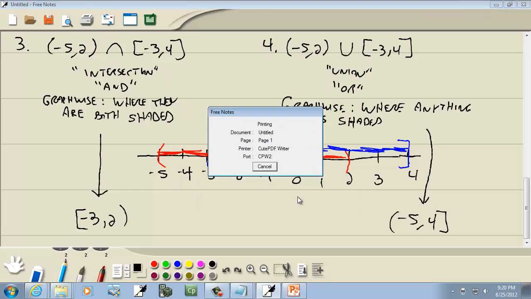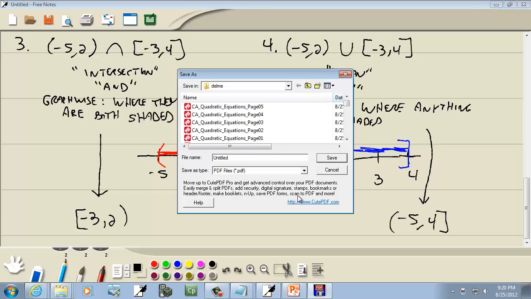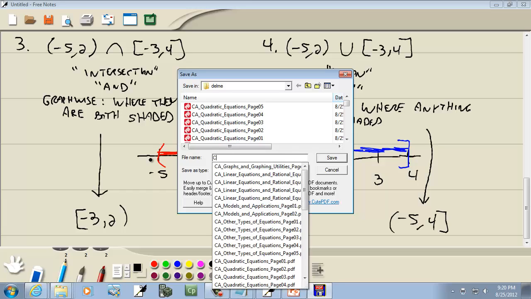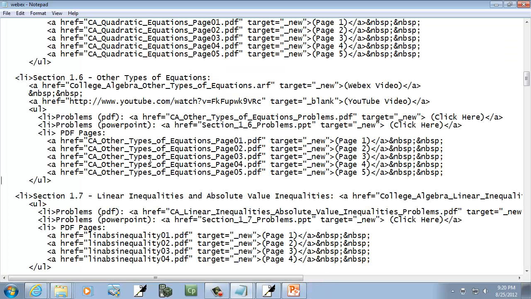So let me save this page. Take a drink also. So CA linear and absolute value inequalities. Page 01.